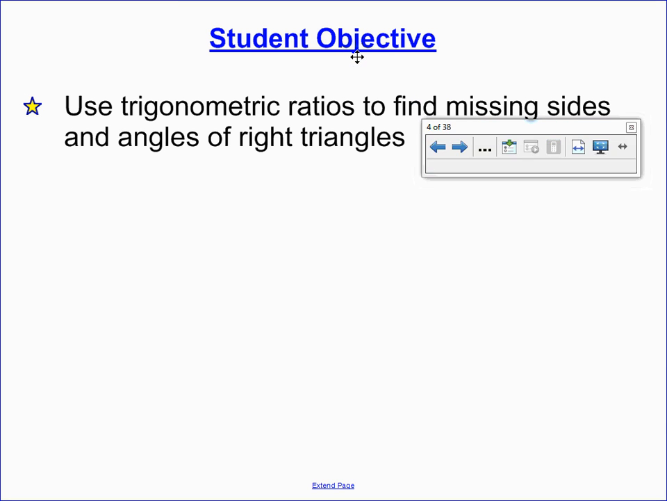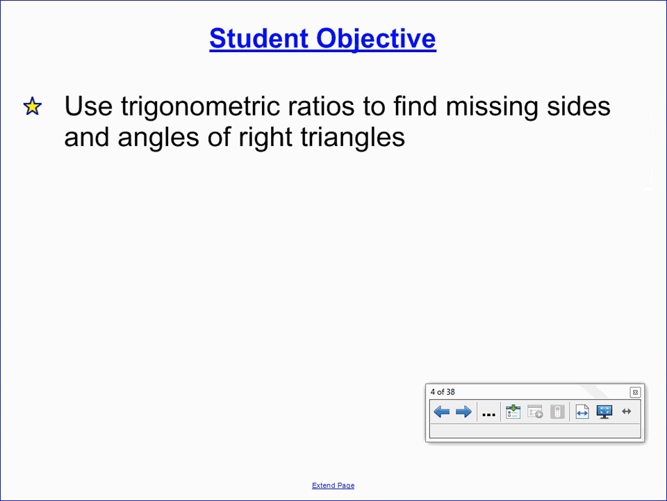Let's take a look at our objectives for the day. Today we're going to use trigonometric ratios to find missing side lengths and missing angle measures inside of right triangles. The good news is that you've investigated this before in geometry with right triangle trigonometry, so there's going to be some common things. Next class, we're going to look at some brand new things called law of sines and law of cosines, which will enable us to find missing sides and angles when we're not dealing with right triangles. So we've got some exciting things to look forward to.